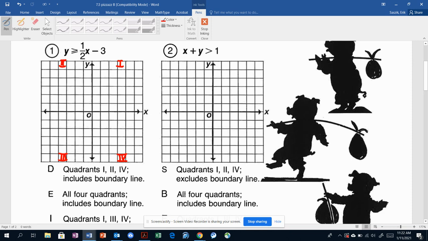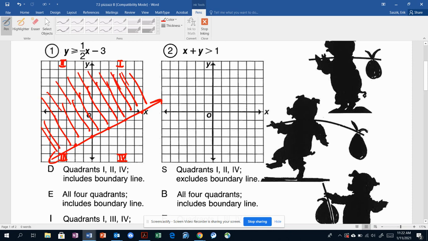Okay. Go down to -3. There it is. Up 1 over 2, up 1 over 2, up 1 over 2. Let's go backwards. This is going to be a solid line because it's greater than or equal to. That means any point on the line is good. It says y is greater than, so that means shade above. So we would be up here.